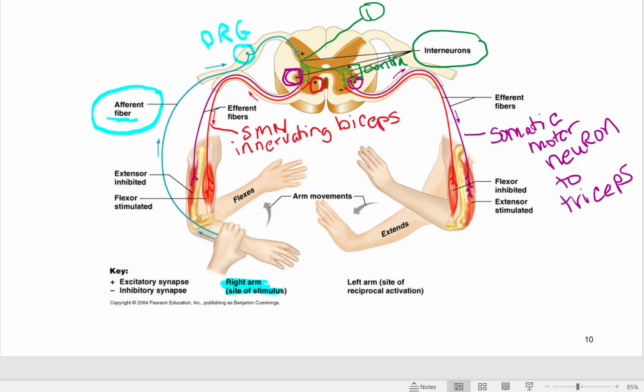If the triceps are contracting, then the biceps should stay relaxed. Notice that the interneuron on the left side is releasing an inhibitory neurotransmitter on the somatic motor neuron that innervates the biceps. Again, the biceps should stay relaxed if the triceps are contracting during this extension action. Are there any questions about this?